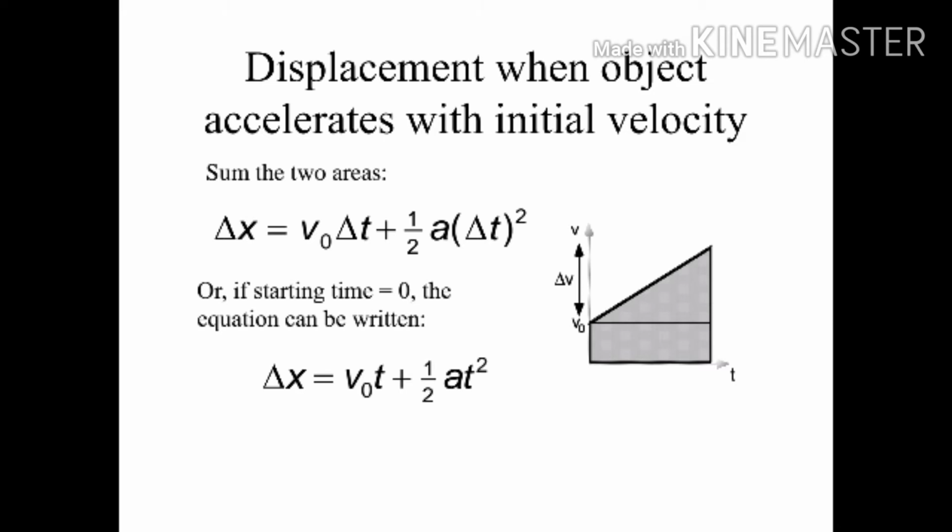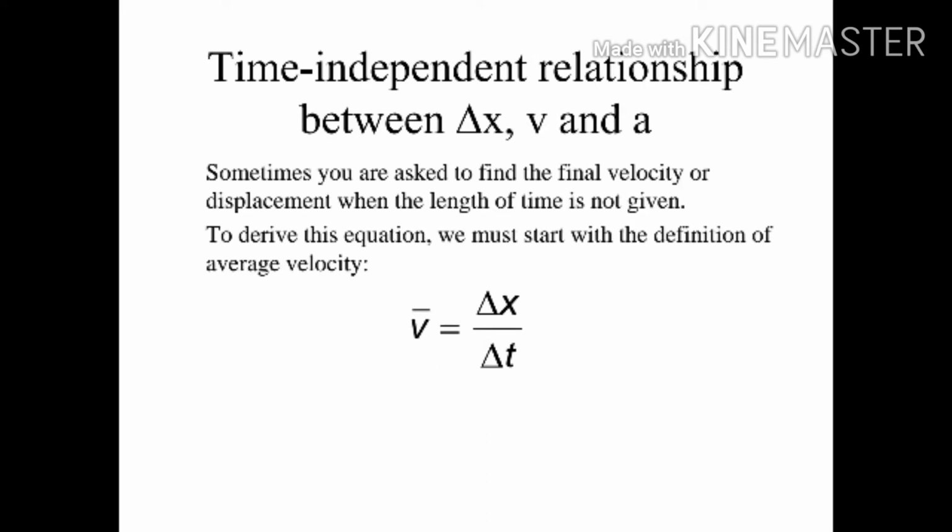Or if starting time is equal to 0, the equation can be written as delta x equals v naught t plus half a t square. So this is our second kinematic equation. Before we start the derivation of the third equation, we find the relationship between delta x, v and a.